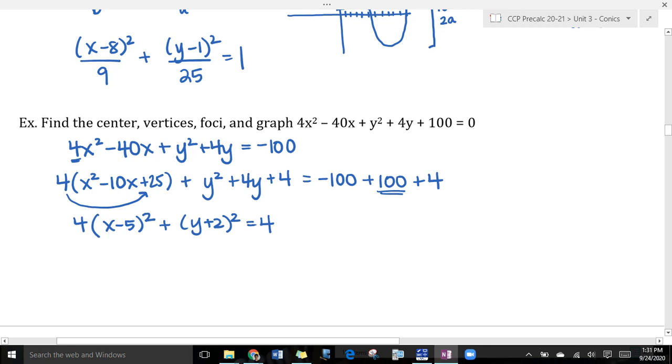With a circle, we were done at this point, and we could see our center and radius. But remember, the ellipse equation is a little different.